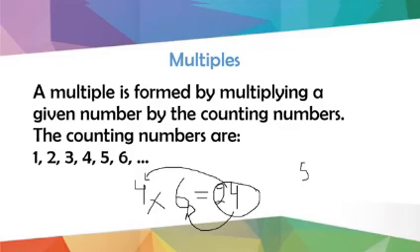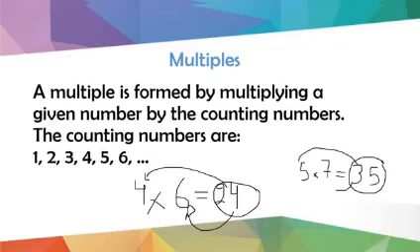Another example, 5 by 7 equals 35. 35 is a multiple of 5 and also 35 is a multiple of 7. So a multiple is formed by multiplying a given number by counting numbers. So 24 and 35 are the multiples. 24 is a multiple of 4, also 24 is a multiple of 6, 35 is a multiple of 5, 35 is a multiple of 7.